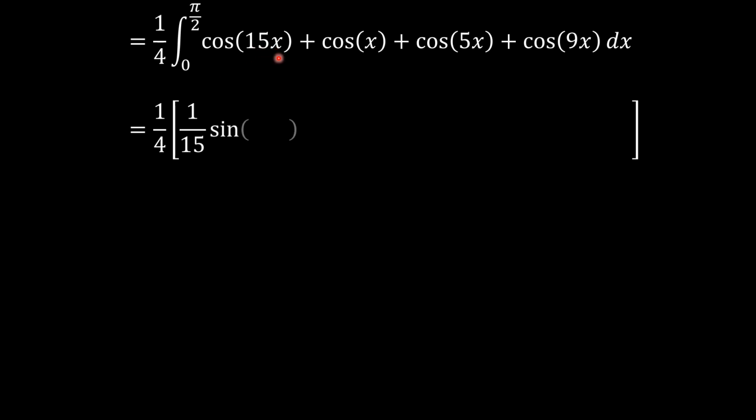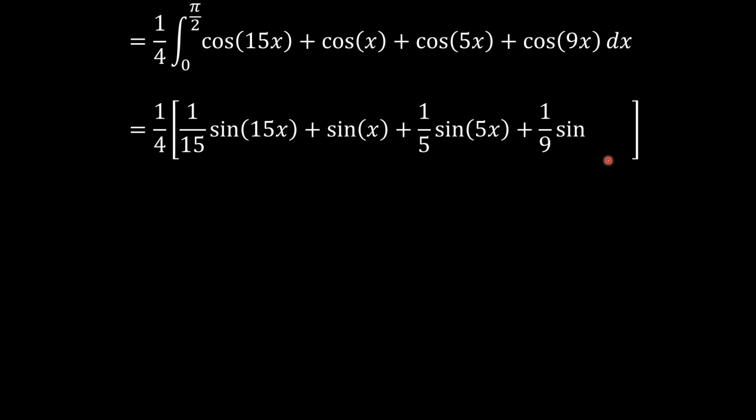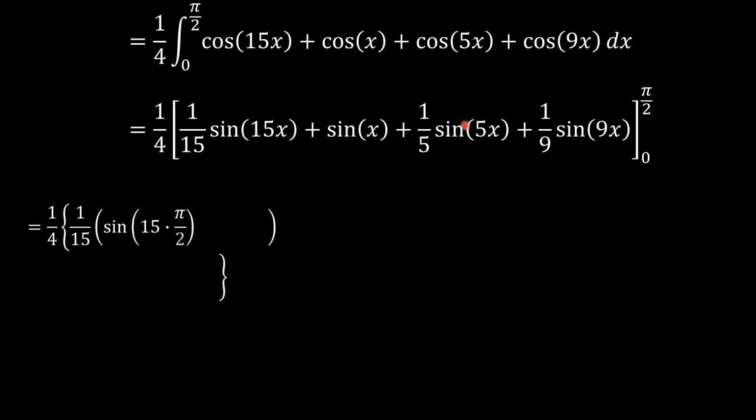Cosine 15x integrated is 1 over 15 sine 15x. Cosine x integrated is sine x. Cosine 5x integrated is 1 over 5 sine 5x. Cosine 9x integrated is 1 over 9 sine 9x. Now applying the limits, the beauty about this is sine of 0 is 0, so the focus really will be on the upper limit. And also, since these functions are continuous throughout this, we don't really have to do a lot of work investigating how to approach the limits.